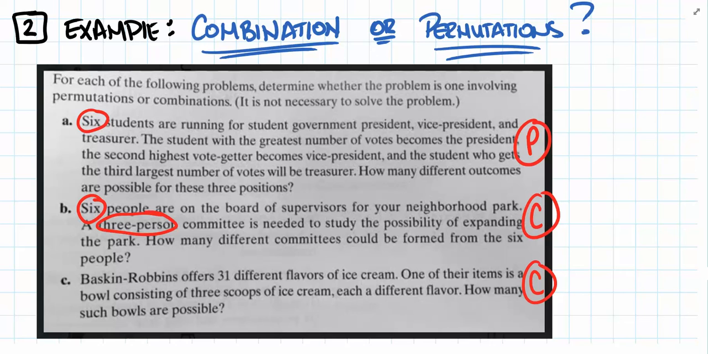Well, this is a combination. Reason being because if your 3 flavors are chocolate, vanilla, and strawberry, you don't care which order the guy or girl puts them in the bowl for you. As long as all 3 end up in the bowl, you're good to go. So the order does not matter in which these are scooped, so therefore it's only a combination.